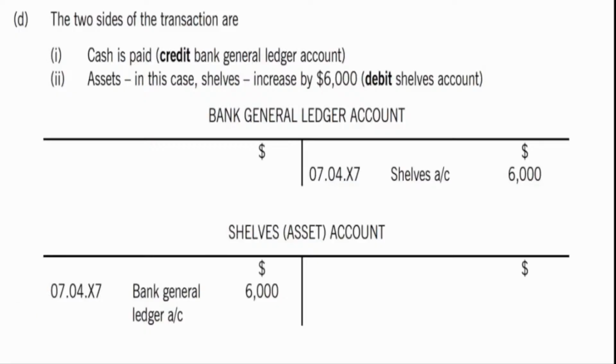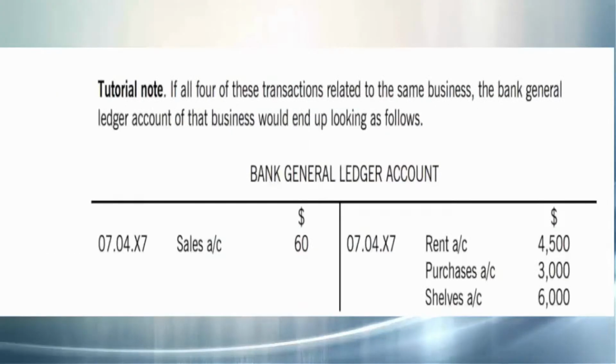Summary of the bank general ledger account. When all 4 transactions are summarized, the bank general ledger account looks like this. 1. Debit side, cash received, $60 from the sale. 2. Credit side, cash paid out, $4,500 for rent, $3,000 for goods purchased, $6,000 for shelves purchased. This shows the cash inflow debit and cash outflow credit, maintaining the balance in the ledger.